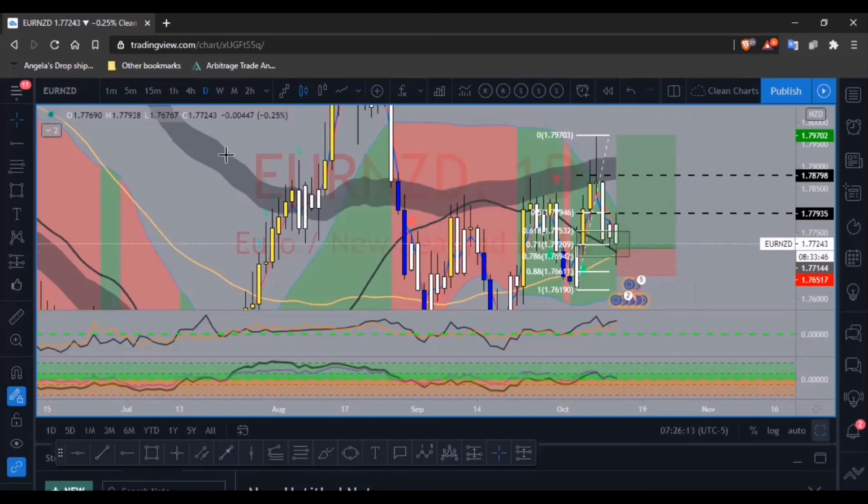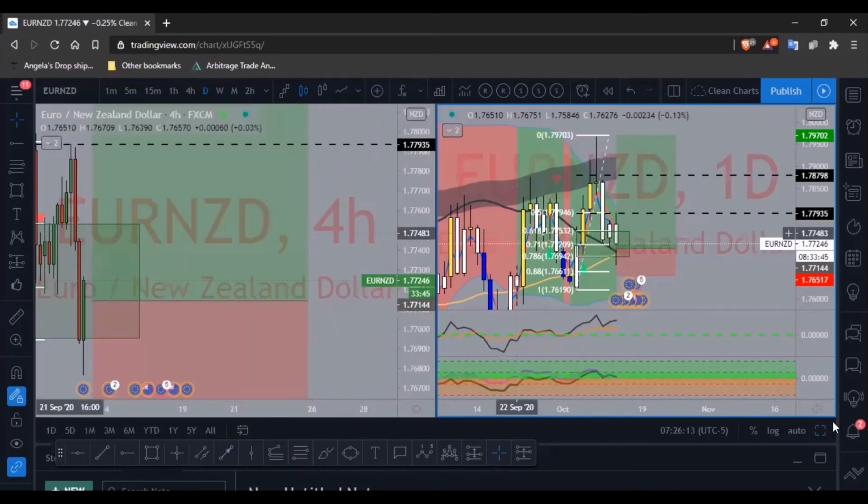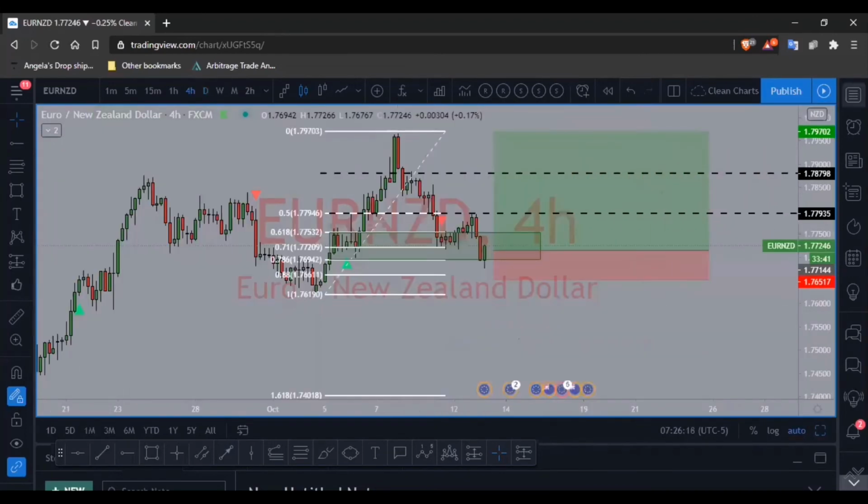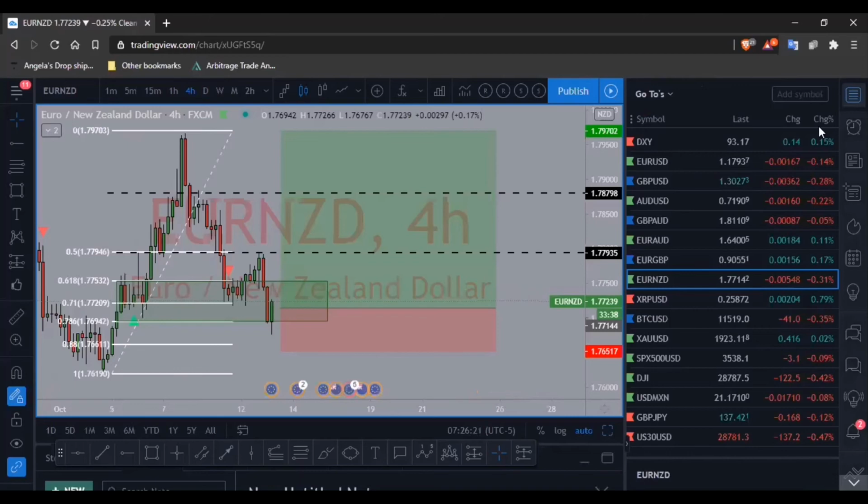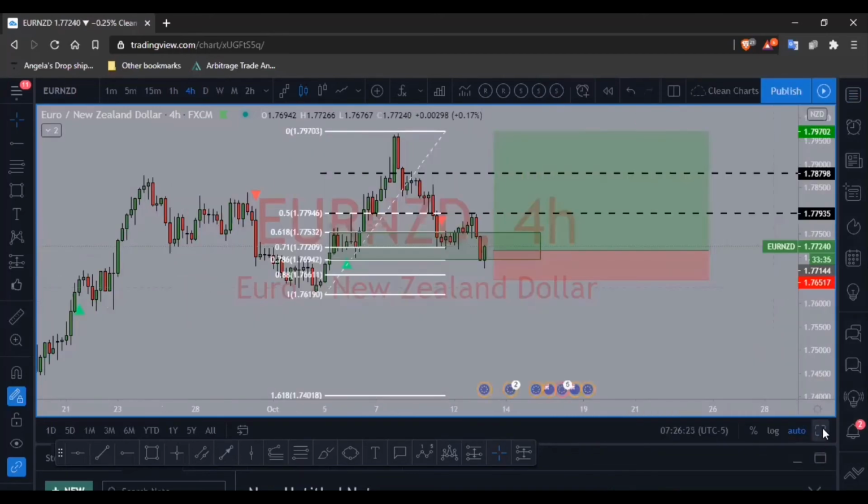So just wanted to show that real quick. For EURNZD, I like the buy for sure. And if you took the buy, you're in profit right now as we're speaking. So there you go. Let's go ahead and go over to, oops, not here.